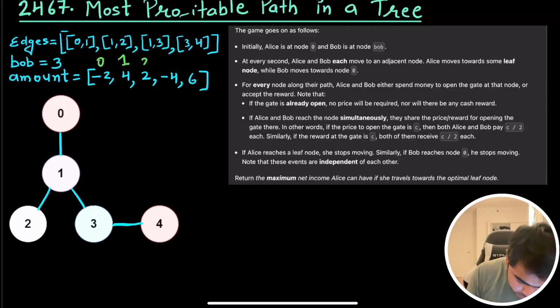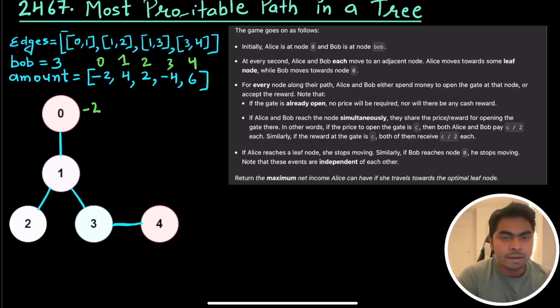So 0, 1, 2, 3 and 4. We are given 5 nodes, so let's put these amounts on each node. For the 0th node the amount is -2. If it is -2 and a player reaches there, that means there is a gate, and to open the gate they will have to pay 2 units. Let's consider it's dollars, so they'll have to pay $2.